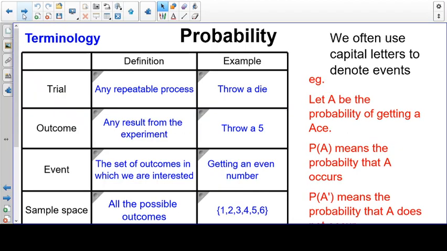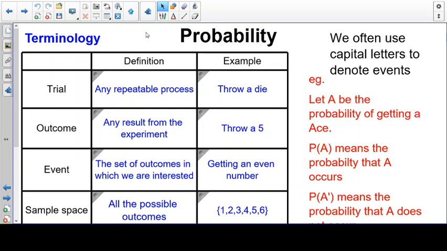In this first video, the first video should just be a review really of what you know from GCSE. So here is a load of terminology or vocabulary that you are going to have to understand as I explain these slides. So if I say something about a trial, the trial is any repeatable process. So the thing that you are actually doing, like throwing a dice or tossing a coin, spinning a spinner, that's the trial. The outcome from that is the result from that experiment. So it might be throwing a 5 on a dice or getting a head from a coin.